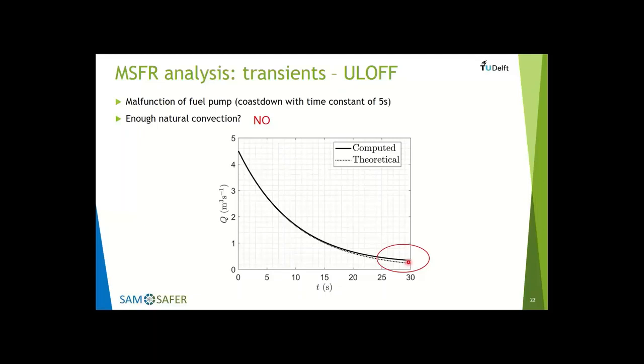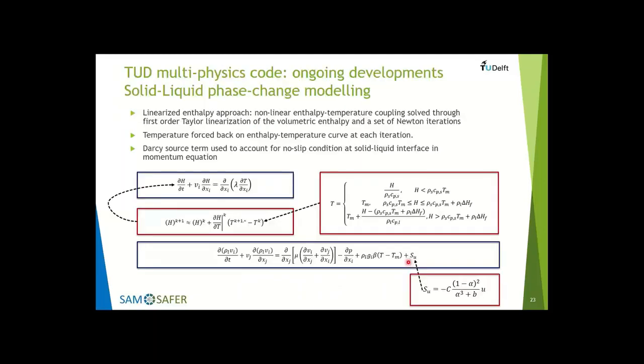Before leaving the floor to Stefano, I just want to say that, of course, development work is ongoing inside the TU Delft multiphysics tool. In particular, a phase change model is currently being implemented, because that's one of the physical phenomena that you need to take into account for a more realistic simulation of MSFR, for example, accidental conditions. You might think of an overcooling transient in which the salt inside the heat exchanger is cooled so much that locally it can reach the solidification temperature and freeze, and you need to take this into account, because this leads to a restriction of the flow area, and all sorts of phenomena that need to be taken into account.